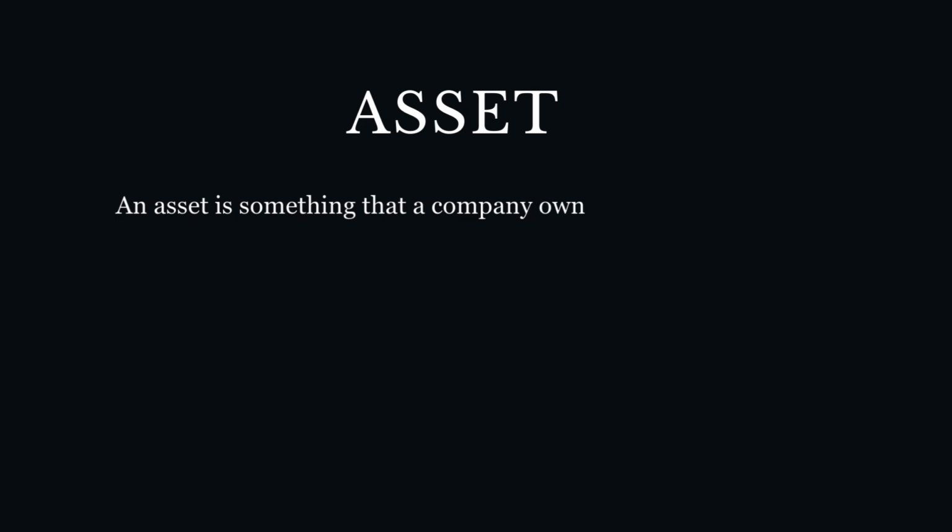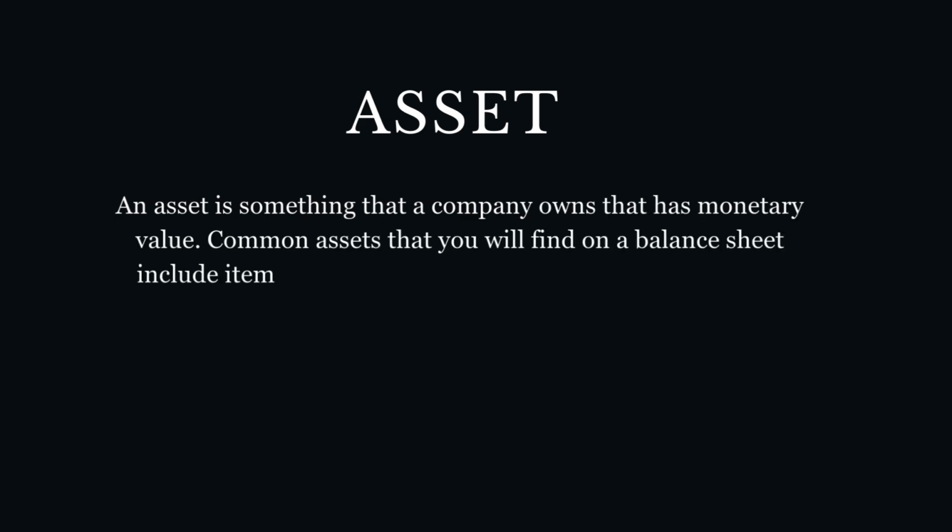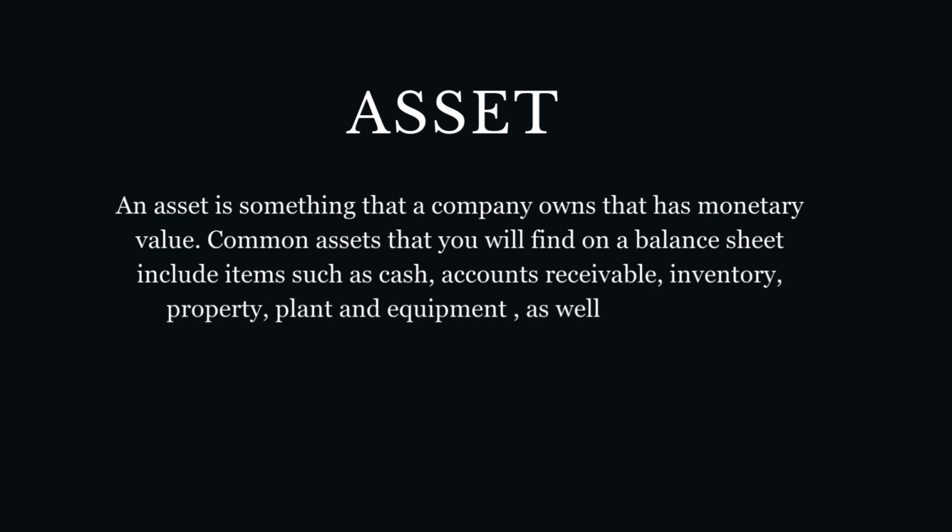Asset. An asset is something that a company owns that has monetary value. Common assets that you will find on a balance sheet include items such as cash, accounts receivable, inventory, property, plant and equipment, as well as short-term investments.